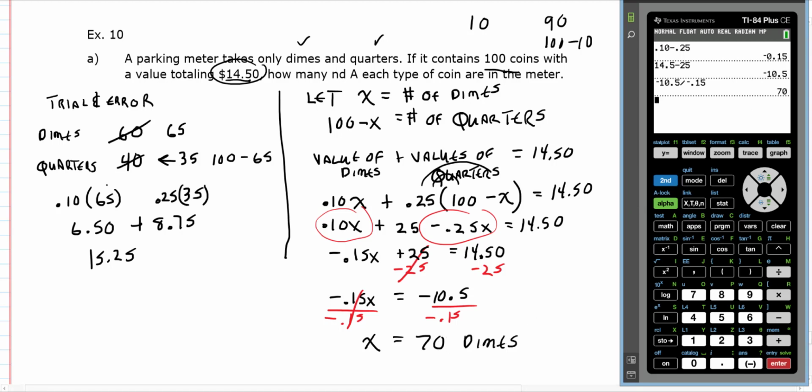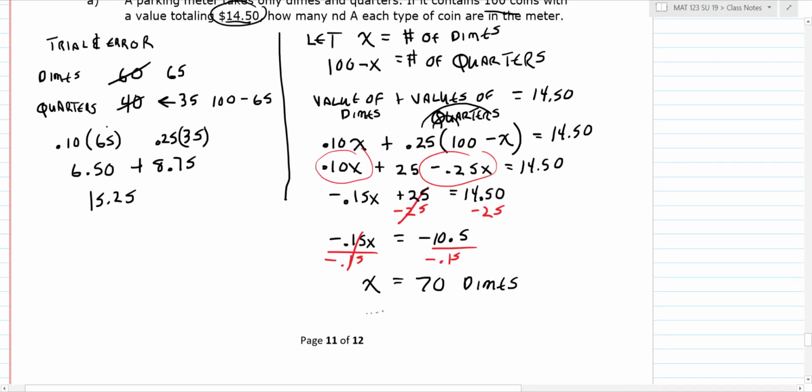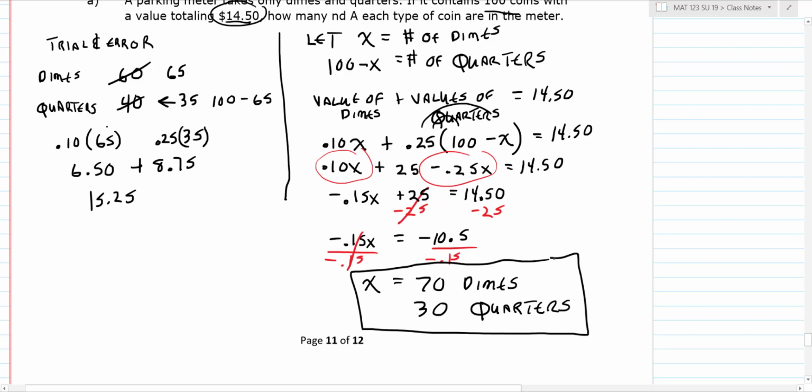Okay, so that gives you that. Now it's easy to find the number of quarters. The number of quarters would be 30. So you'd have 30 quarters, because there's 100 coins. That would be the answer to the problem. Now, the other thing that you want to do, and students never do this, and you should always do this, is check that you're right. All you've got to do is count your money. Now, don't plug into the equation. That doesn't prove anything. Just count your money.